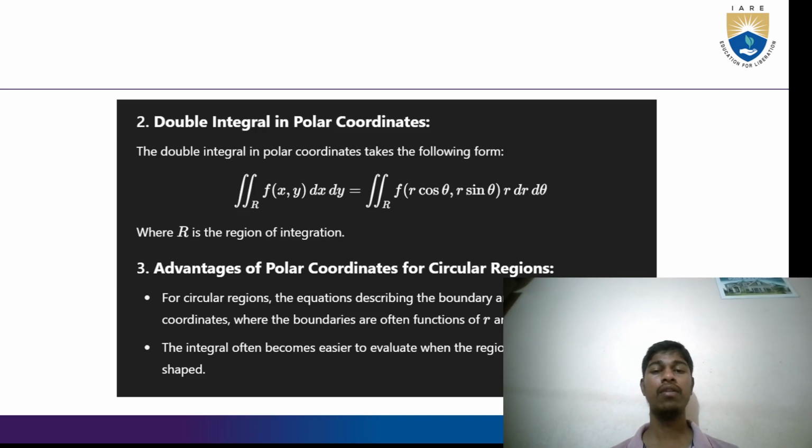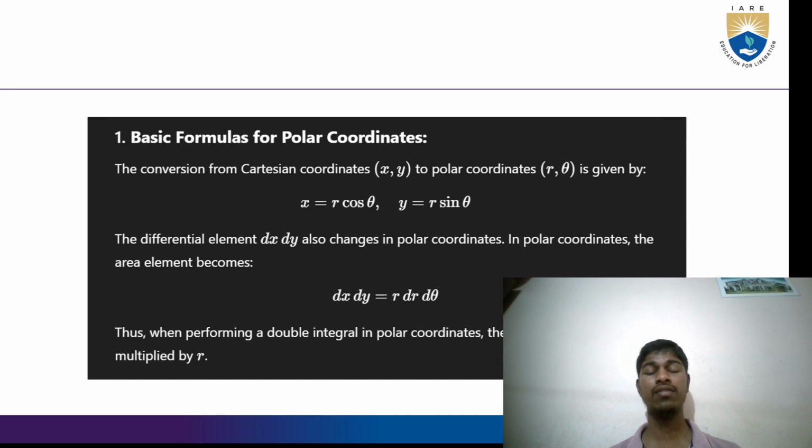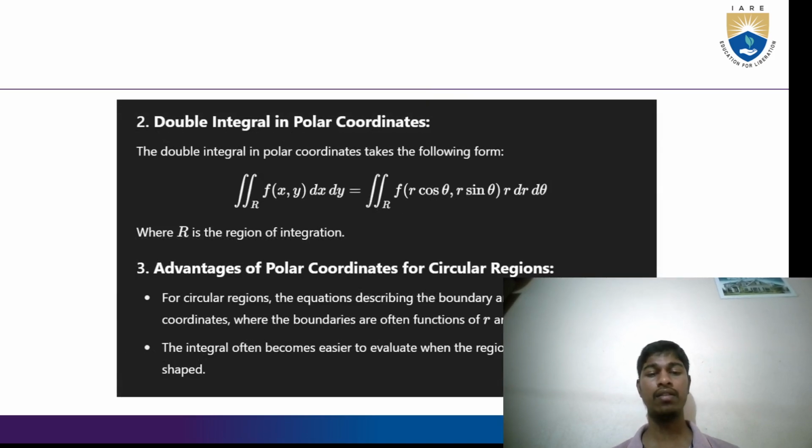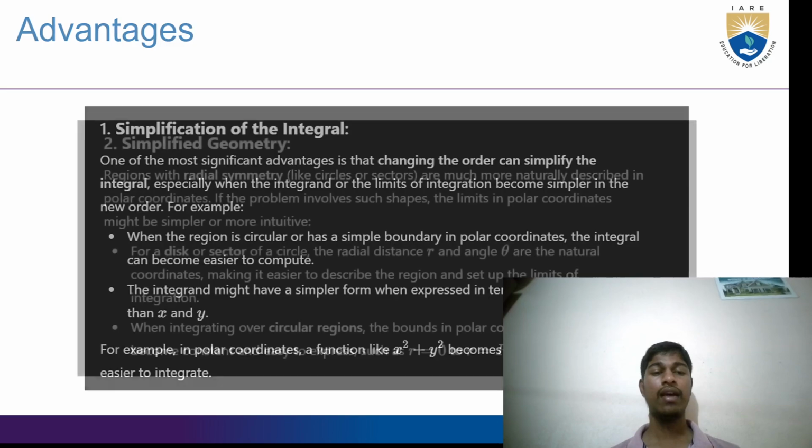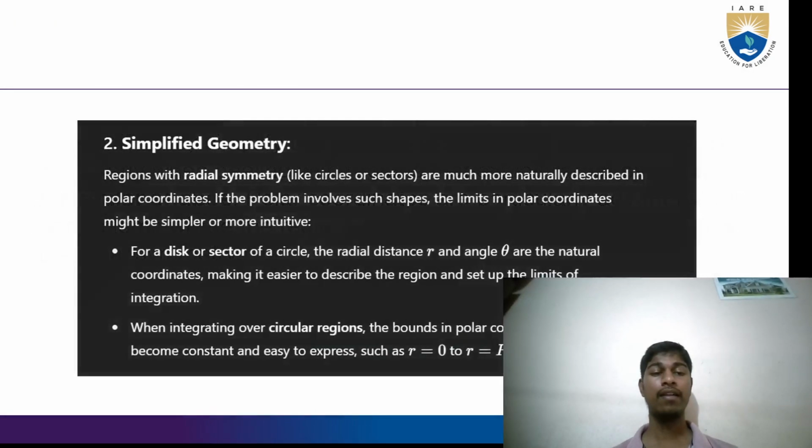Double integral in polar coordinates. If we substitute x is equal to r cos theta and y is equal to r sin theta, then the function becomes this way. The advantages of polar coordinates: the integral often becomes easier to evaluate when the region is circular or sector-shaped. Advantages: simplification of the integral, and simplified geometry, and regions with radial symmetry like circles or sectors are much more naturally described in polar coordinates. If the problem involves such shapes, the limits in polar coordinates might be simpler or more intuitive.